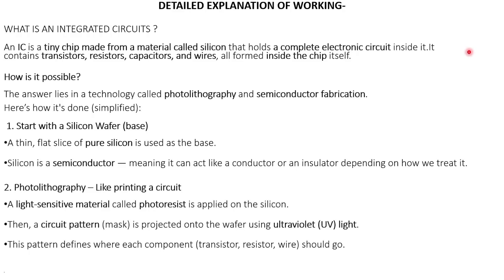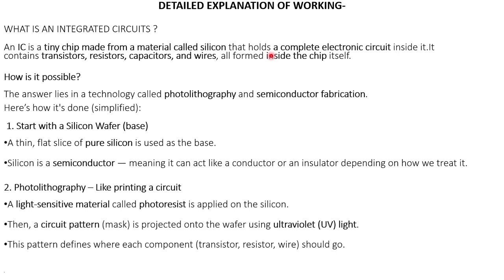In this video, I'm going to give you an overview about what an integrated circuit is, how it's made, and what the types of integrated circuits are. So let's start. An integrated circuit is a tiny chip made from a material called silicon that holds a complete electronic circuit inside it.